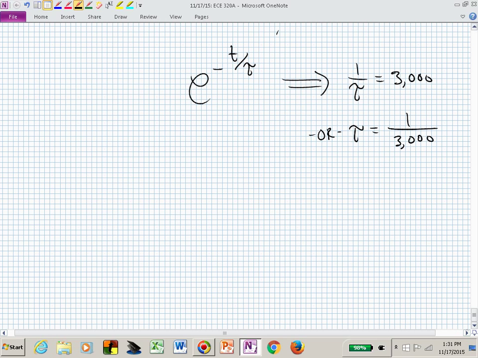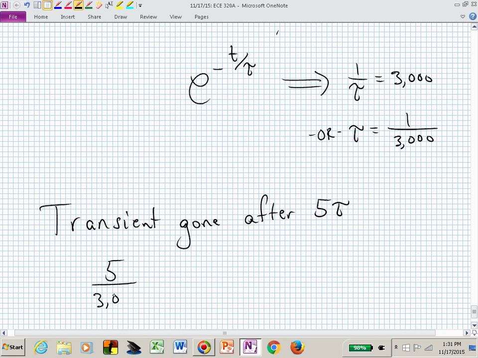And you told me 5 tau, didn't you? So the transient is gone after 5 tau. That's now 5 over 3,000 seconds, or 1 over 600 seconds. Long time you have to wait to reach sinusoidal steady state? Not. Right? That's 1/6 of 0.01. So you're not having to wait very long before you get to that expression for the sinusoidal steady state.